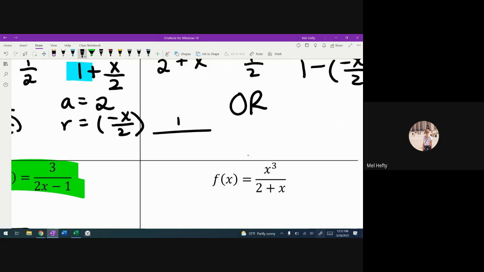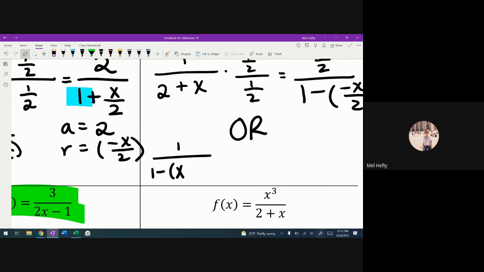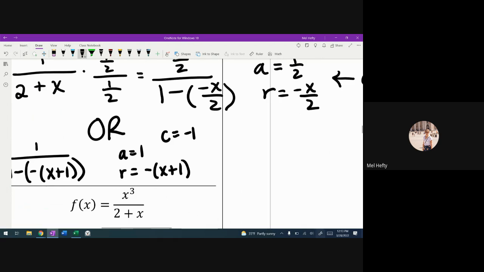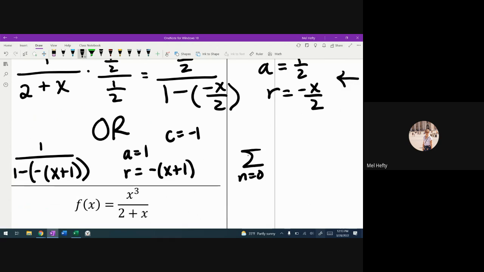So 1/1, we need it to be minus. So x, let's see. I've got 2 plus x. So maybe like this instead. Is that equivalent? Nope, negative. Ugh. So it would still be centered here, right? Yeah, that works. So A would be 1, R would be negative x plus 1. So center's still -1.